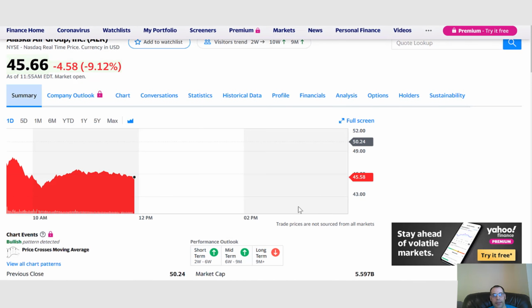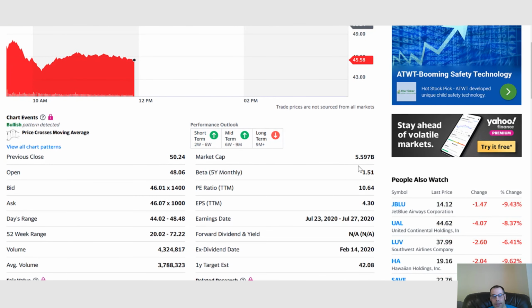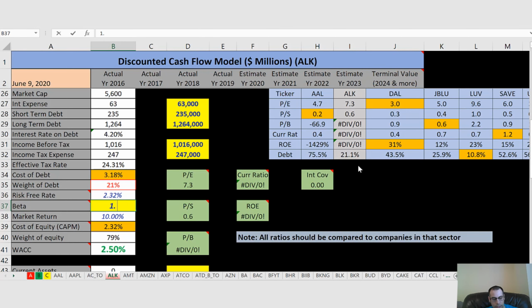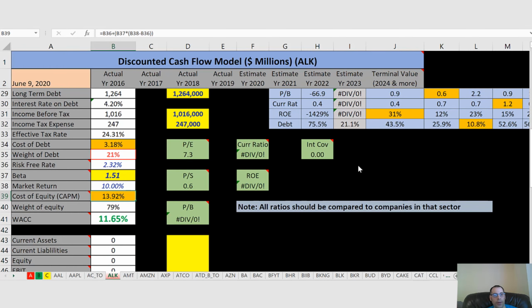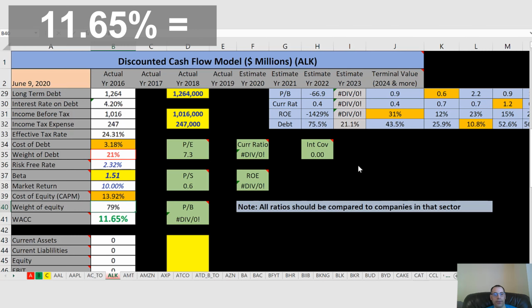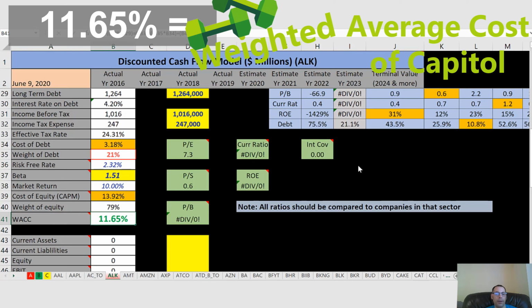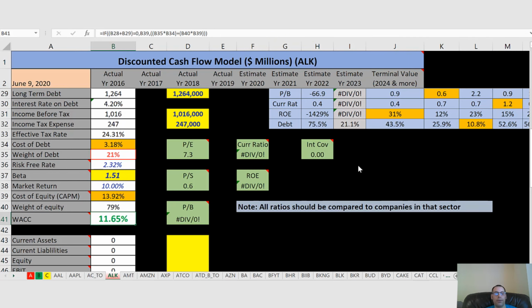And we need the beta so we know what the volatility of the stock is, 1.51. That means the stock moves 1.5 times of what the market moves. And the cost of equity is 14%, and the cost of debt is 3.2%. So equity is usually more expensive than debt because in the event of a default, equity holders get paid after debt holders. So when you combine the cost of equity and the cost of debt, you get 11.65%, and that's the weighted average cost of capital, and that's what we're going to use to apply to the future cash flows.